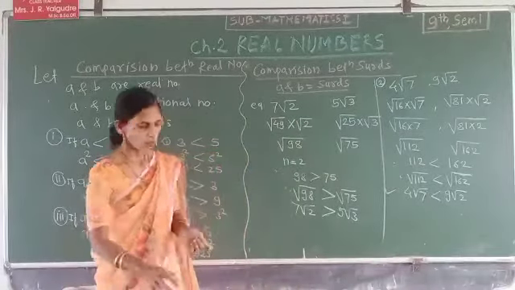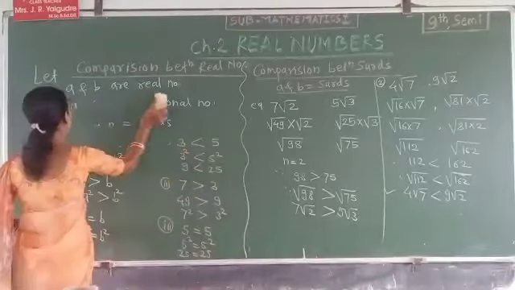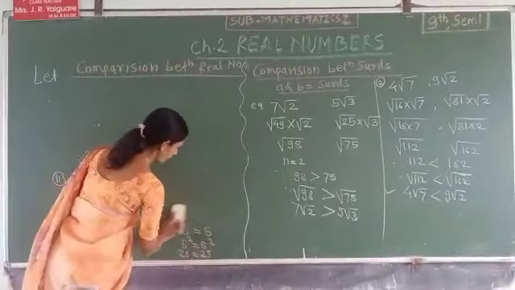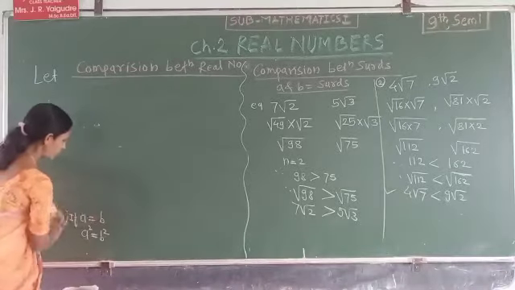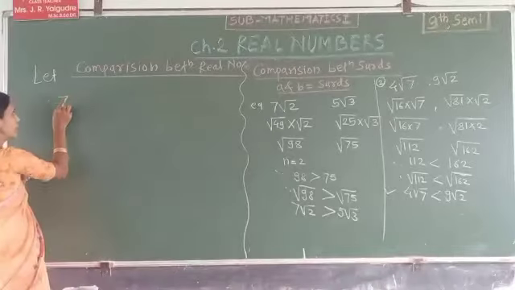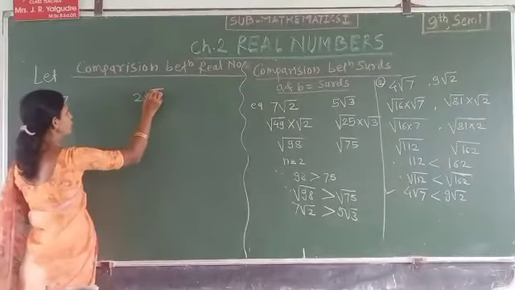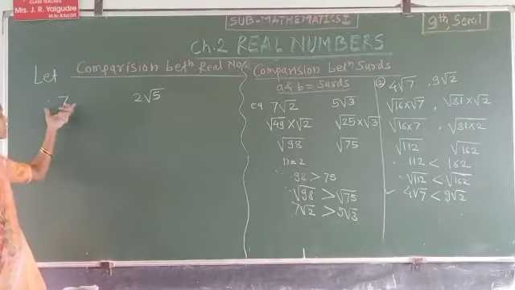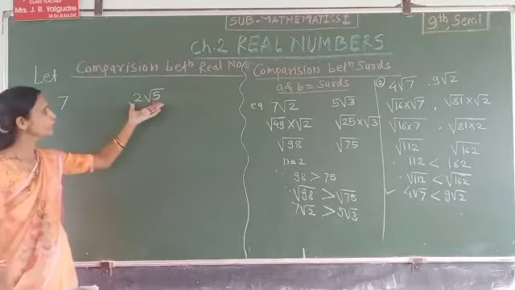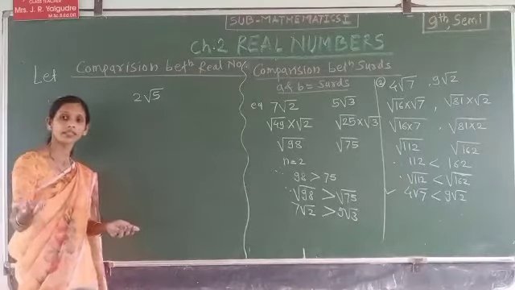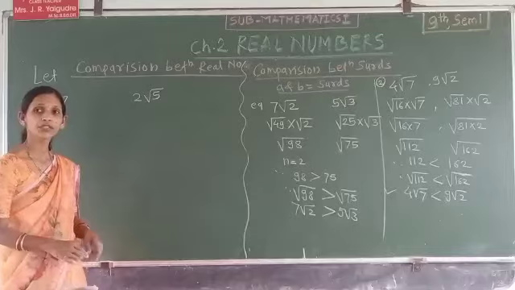Then we can take one more example for comparison between surds. That is here 7 and 2 root 5. Those numbers are given there. Here 7 is a rational number and 2 root 5 is a surd. We can compare between a rational number as well as a surd.